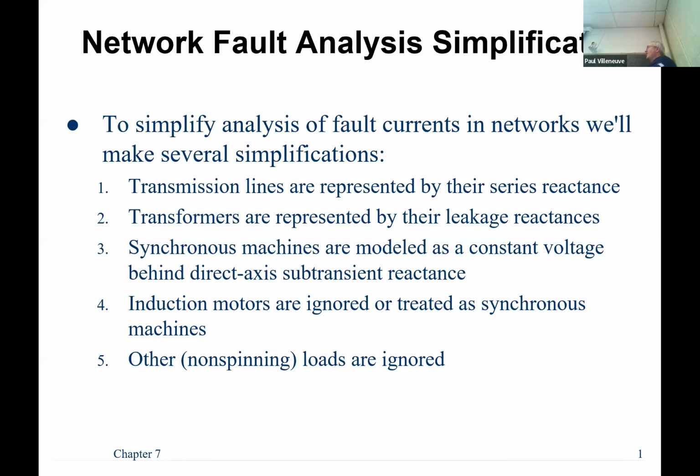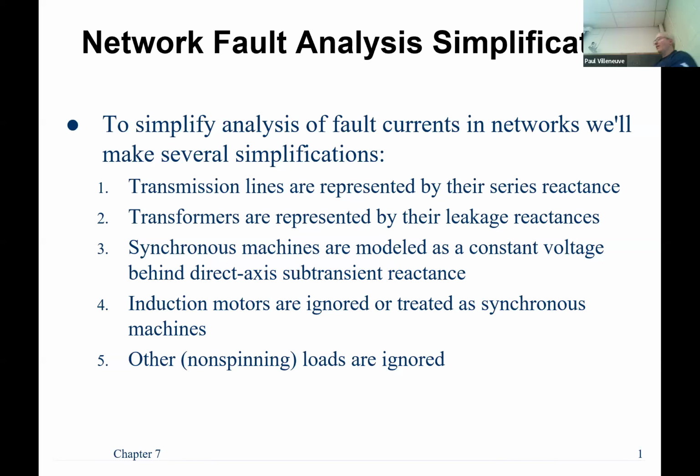So we're going to simplify things a little bit. We're going to get rid of our pi equivalent and just include a series reactance. It's not going to hurt us too much. You certainly could include it, it just complicates building your Y bus, right? So that's the only thing that we say with item number one.